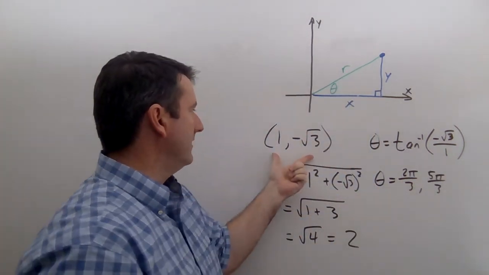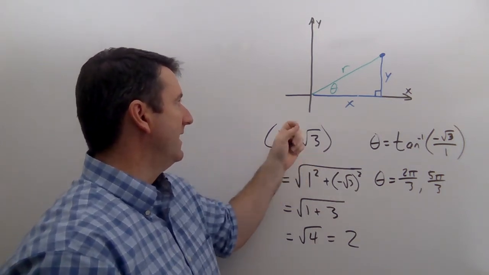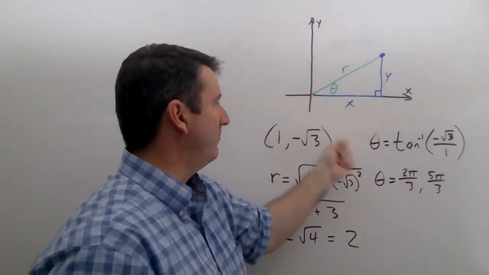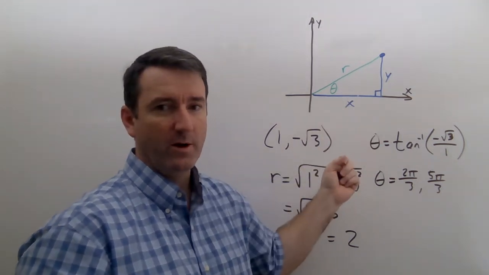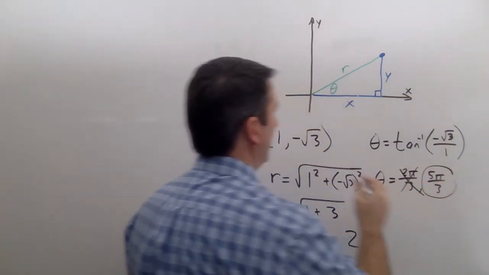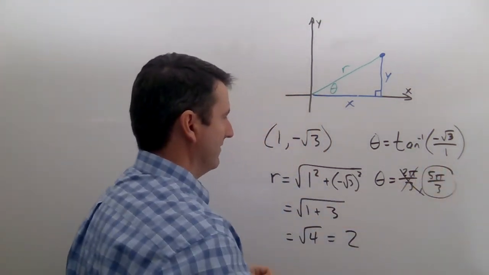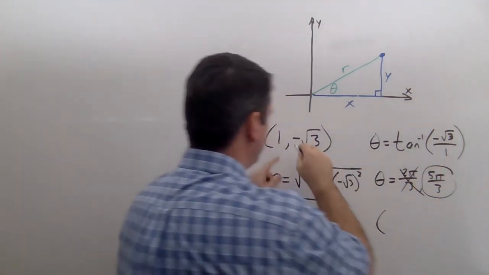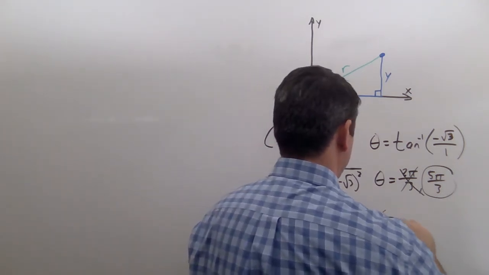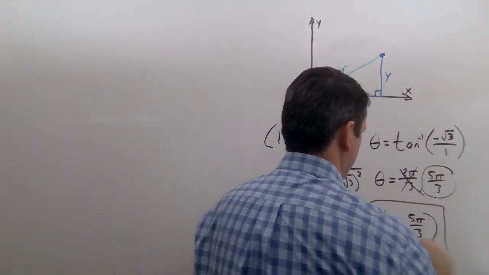Well, let's look at our point in rectangular coordinates here. We're going out 1 and down negative square root of 3. So we know that our point is somewhere down here in quadrant 4. So we're going to choose the one that is in quadrant 4 and reject the one that's up here in quadrant 2. So our theta is equal to 5 pi over 3. So this point in rectangular coordinates, or sorry, in polar coordinates, would be (2, 5 pi over 3). And that's our answer.